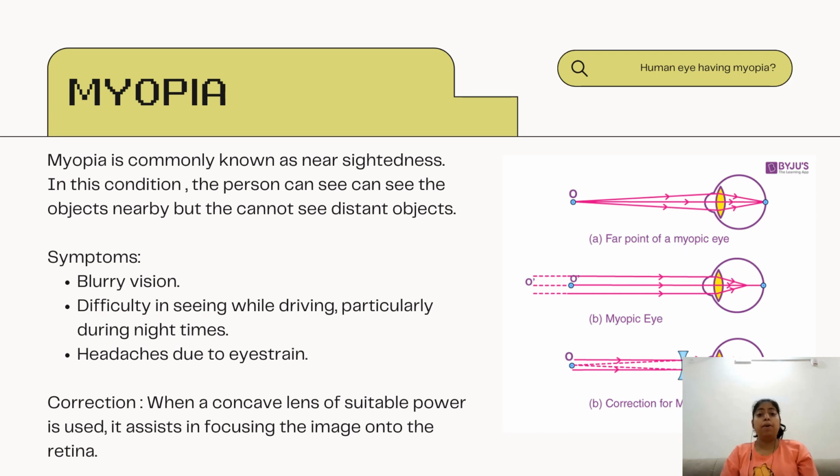Let's learn a little more about myopia. Myopia is commonly known as nearsightedness. In this condition, the person can see nearby objects but cannot see distant objects. It is like when the light enters the eyes, the image is formed before the light reaches the retina. Symptoms of myopia are blurred vision, difficulty in seeing while driving, particularly during the night time, and headaches due to eye strain. Correction for myopia is when a concave lens of suitable power is used. It assists in focusing the image onto the retina.